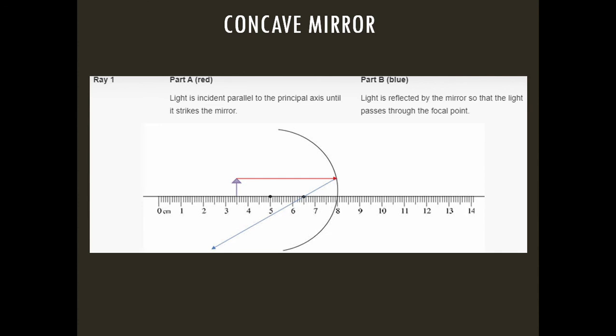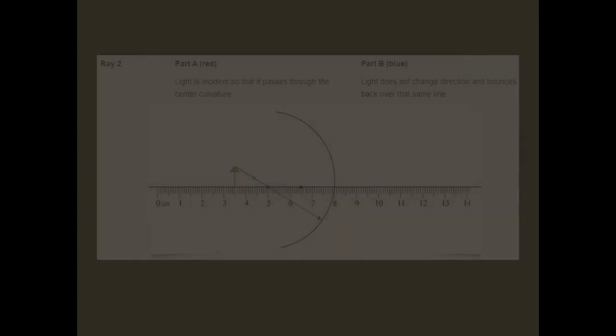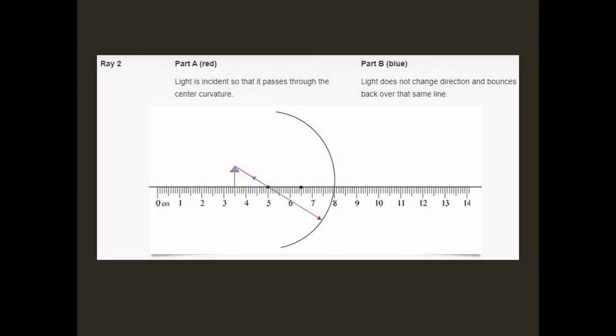And this is a concave mirror. All right, part number 2. So light is incident so that it passes through the center of curvature. Light does not change direction and bounces back over the same line. All right, so just like you can see right here, we have our object that is one more time signalized in the purple arrow right there.